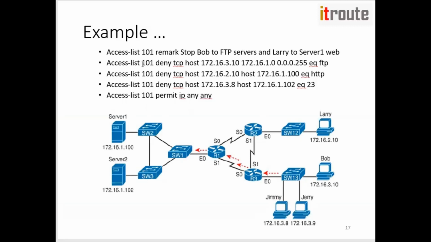So you can write access list 101 deny TCP host 172.16.3.10, which is host 3.10. Host means a single host. You can put either 0.0.0.0 wildcard, or you can use host for a single host. Now the destination network, which is 172.16.1.0. The 0 means the entire network, because we are not sure which one is the FTP server. So you say equal to FTP, or you can put equal to 21. Both of them will work.